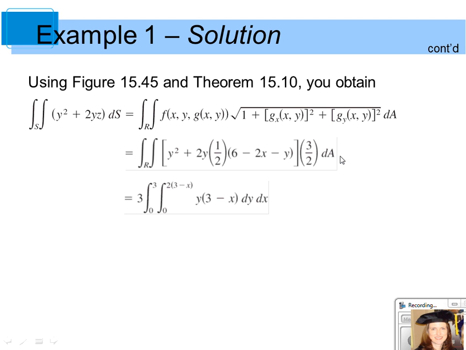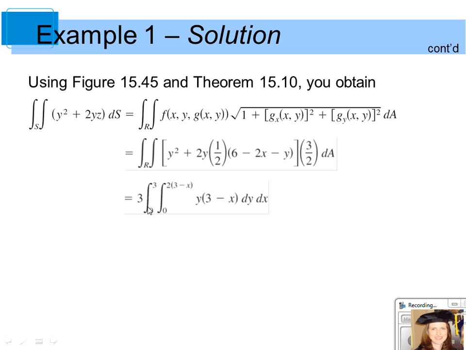That base region, you can determine the bounds for y and the bounds for x. The lower bound for y is 0 and the upper bound is 2 times the quantity 3 minus x. And your bounds for x go from 0 to 3. Now what we've done here is we've just simplified this equation and in fact brought out that constant of 3.